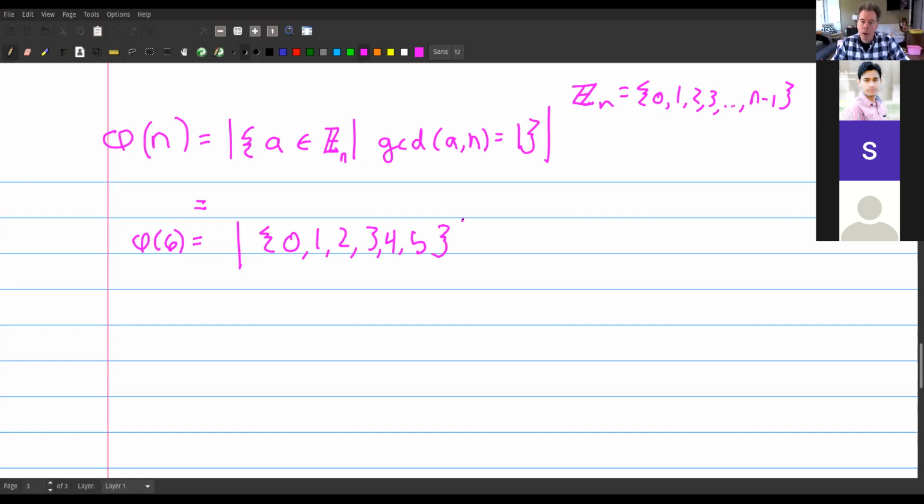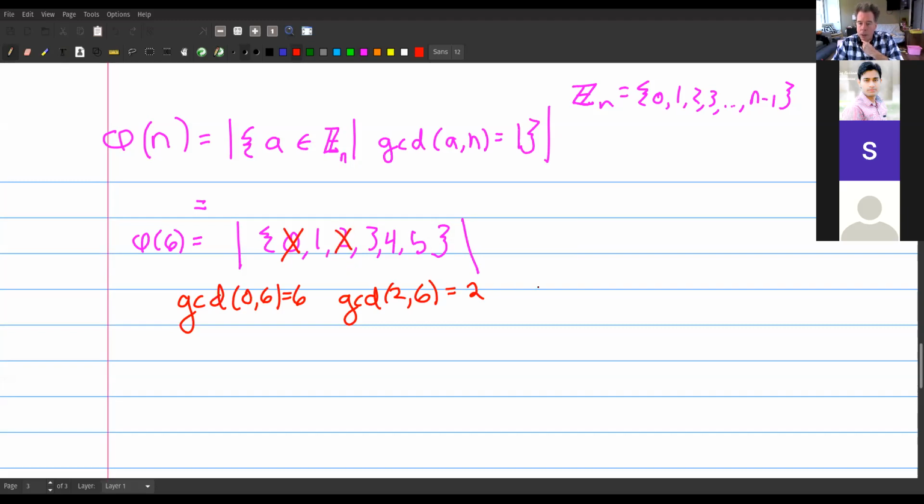Now we're going to cross out the ones that don't belong. Which numbers do not have GCD 1 with 6? 0 does not, because the GCD of 0 and 6 is 6, which is not 1. What about 1? 1 is good. What about 2? The GCD of 2 and 6 is 2, which is not 1. So 2 does not get to come.